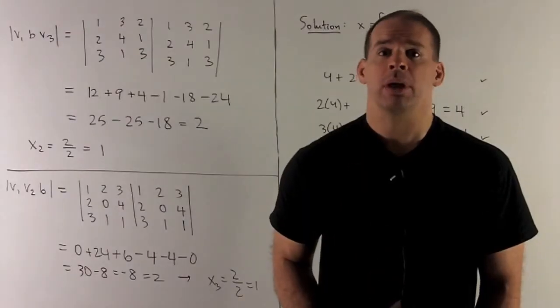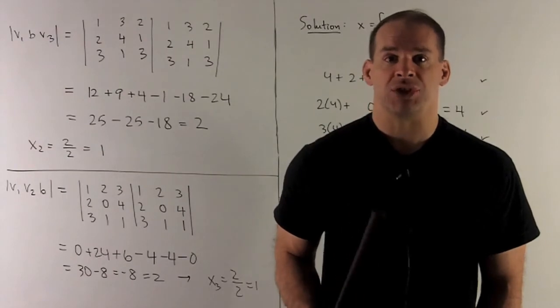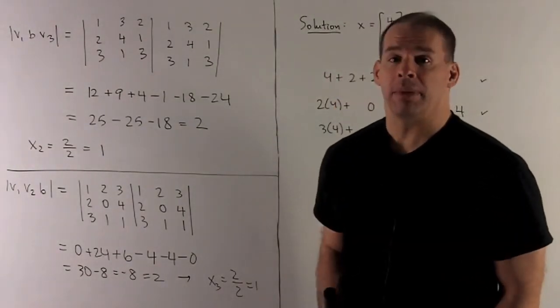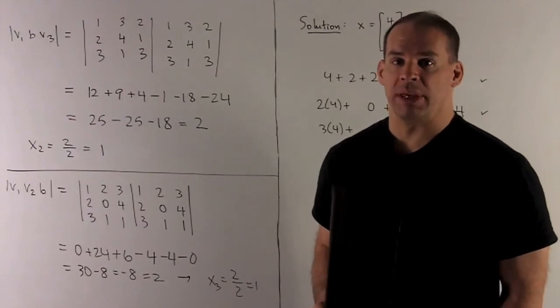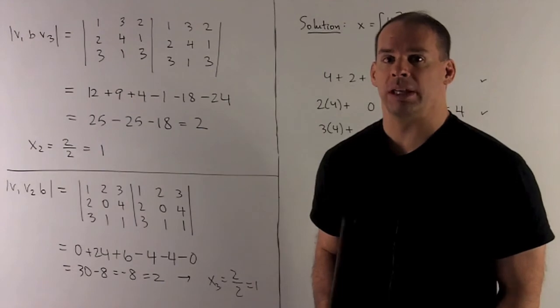To get x2, we're going to take our B vector, put it in for the second column, take its determinant. So what do we get? We're going to get a minus 18. I add 20 to that. That's going to give me a 2. If I divide that by 2, we're going to have x2 equal to 1.